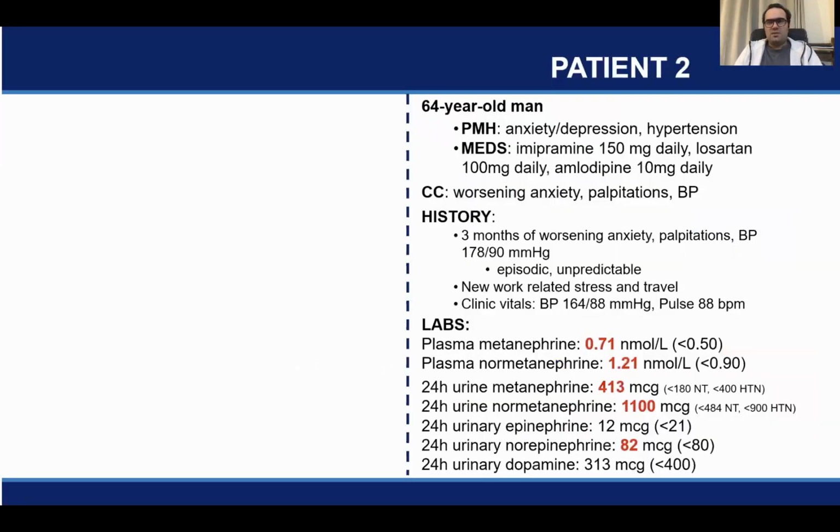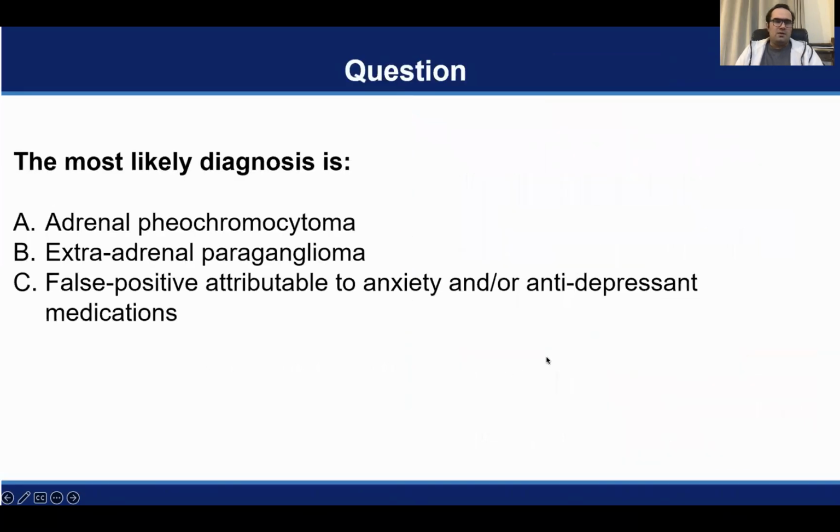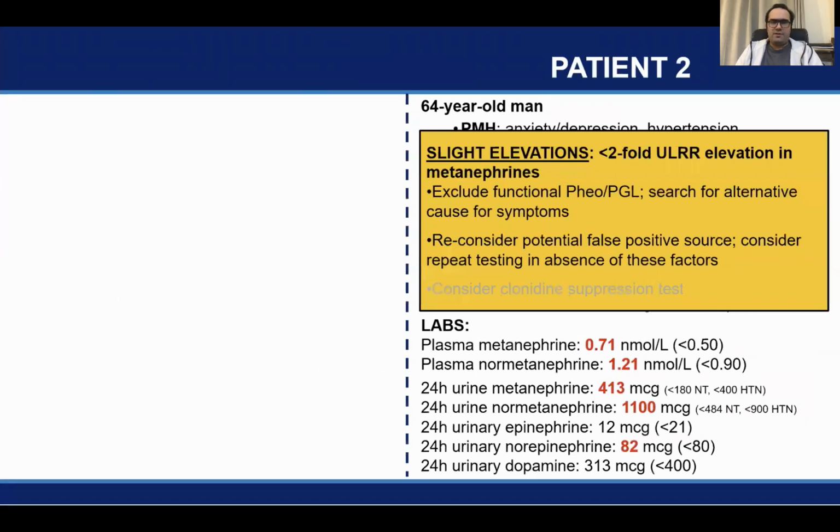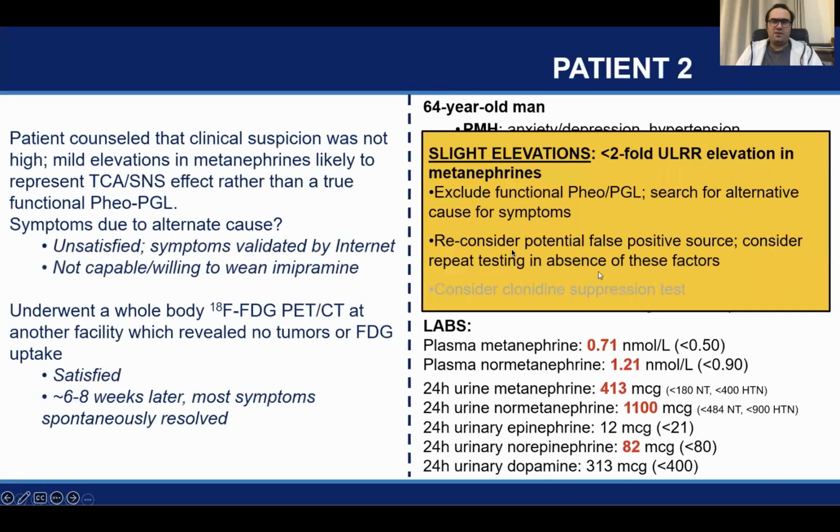So this was the second patient in which basically there was low to medium suspicion and the post-test probability was also low. So the most likely diagnosis in this is false positive attributable to anxiety and/or antidepressant medications. Because of the slight elevation, we should understand that other factors are causing it.